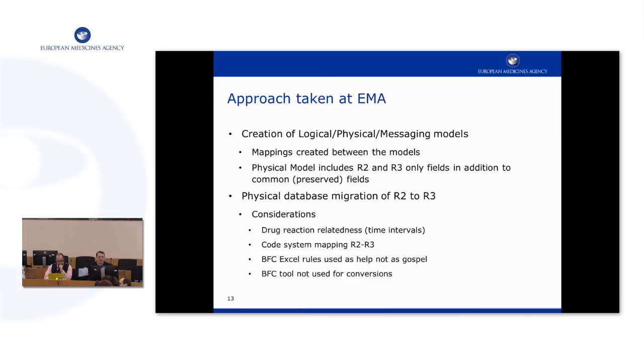Some considerations for doing that migration of data: drug reaction relatedness and time intervals are areas that you need to really think about. Code system mappings between R2 and R3: most of the codes line up nicely, but there are some challenges there. And the BFC Excel rules, use as help, not as gospel. Please don't use it as the only way of doing something. There's a lot of discussion at ETB, Expert Working Group, and generating these is trying to help you guys. But it's not the only way you can do it.